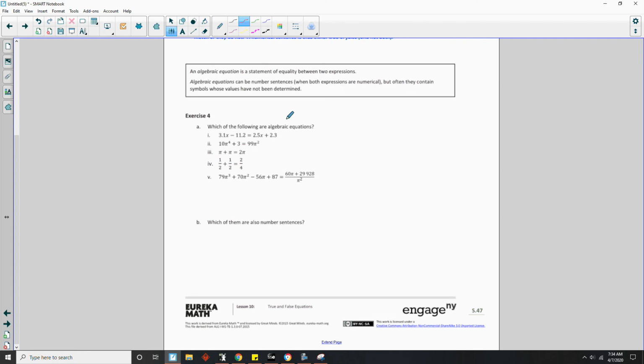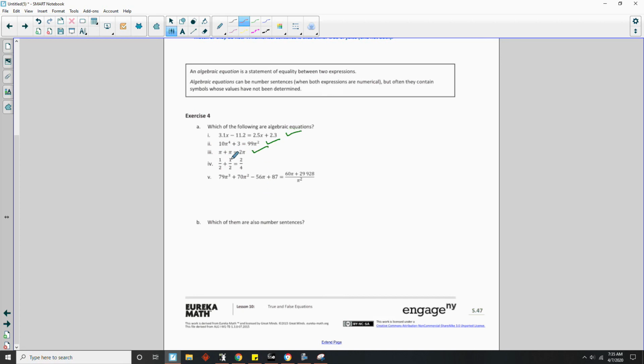Okay, so here's the definition. An algebraic equation is a statement of equality between two expressions. So 3.1x minus 11.2 is an expression. 2.5x plus 2.3 is an expression, and there is an equal sign. So that is an algebraic equation. 10 pi to the fourth plus 3 equals 99 pi squared. Both expressions set equal. That is an algebraic equation. Pi plus pi equals 2 pi. Algebraic expression equal to an algebraic expression. That is an algebraic equation.